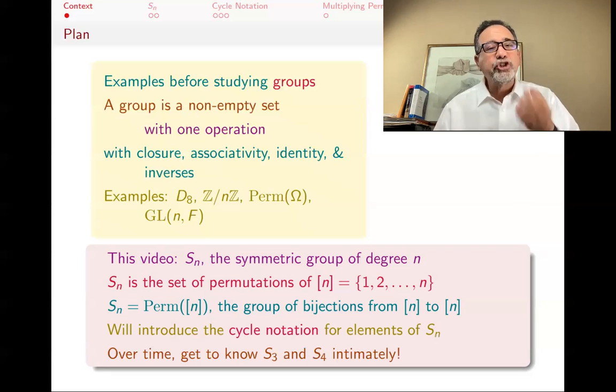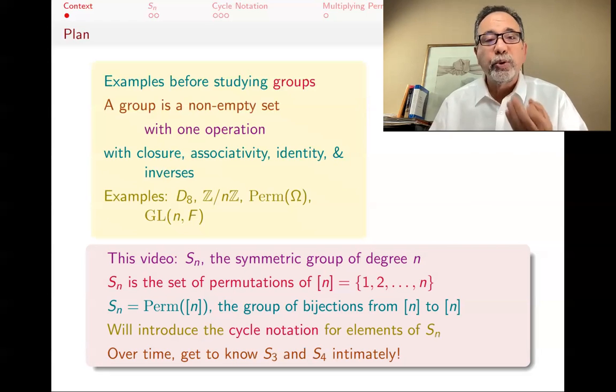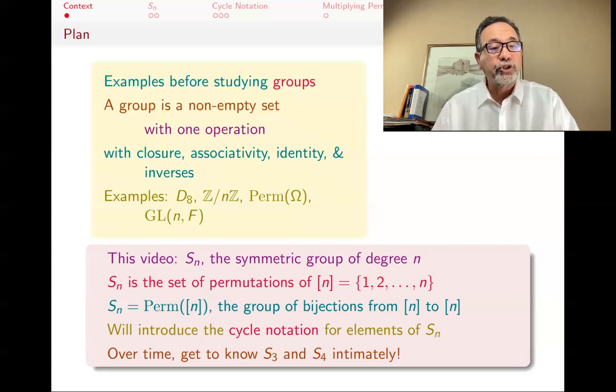One of the important things we will do in this lecture is introduce cycle notation for the elements of Sn. Some of these groups are groups that you really want to get to know intimately. S3 and S4 are two such groups. S3 in particular will be a group that we will talk about in some detail.